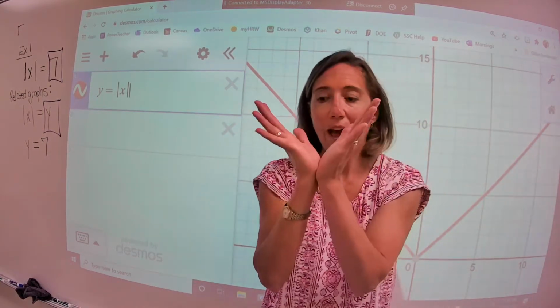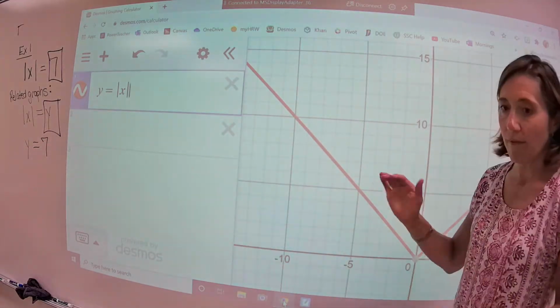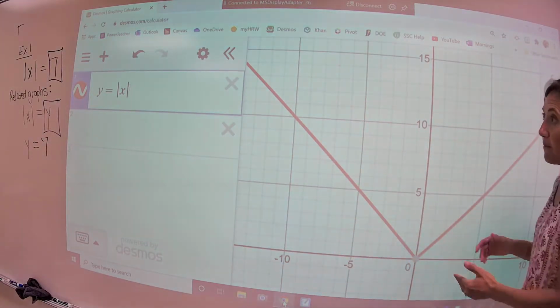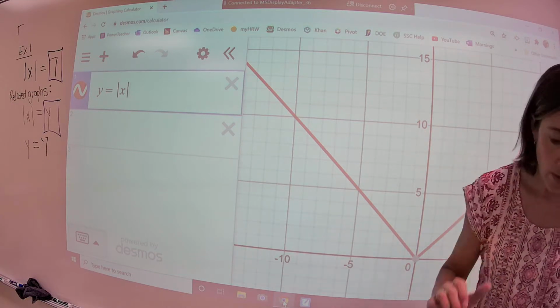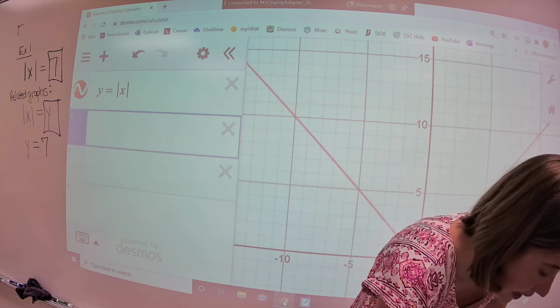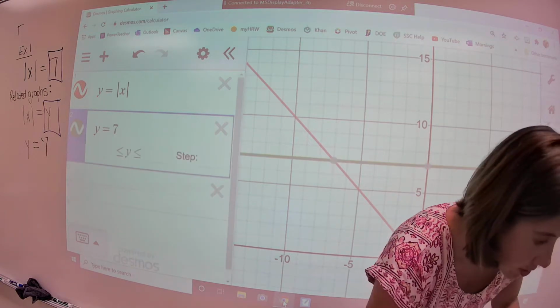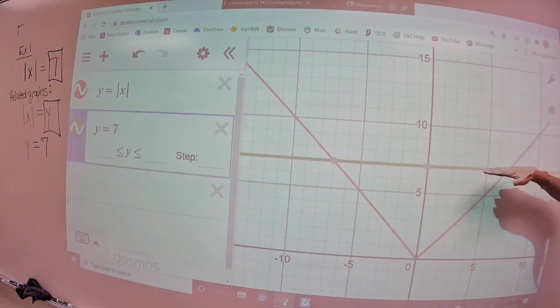So you see that V pattern that we talked about. So we said that that's the family of functions. Whenever you see absolute value, you're going to see a V somewhere. So that's showing y equals absolute value of x. Now let me go down to the next line on Desmos, and we want that y value to equal 7. So this green line across is showing us where the y value equals 7.